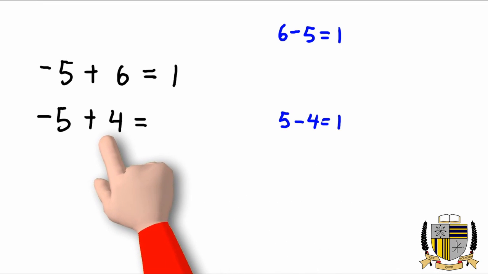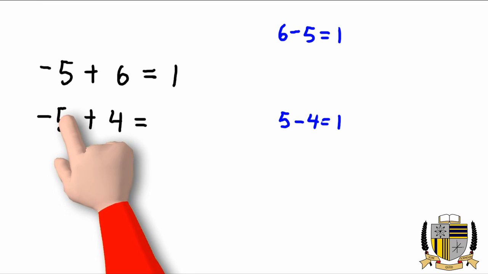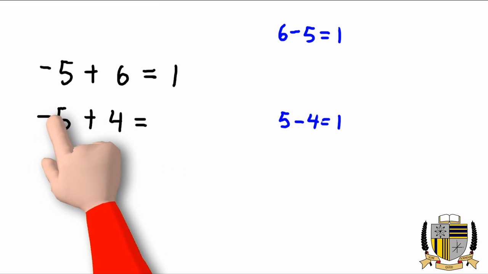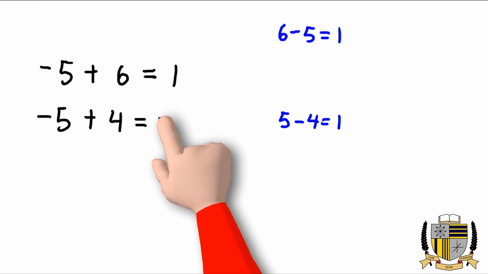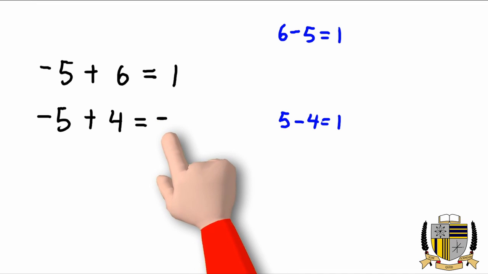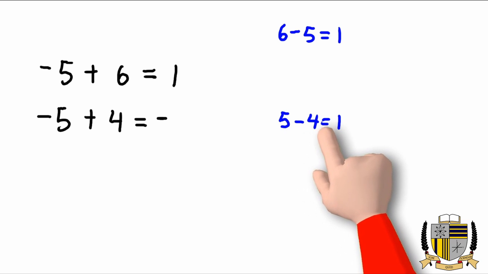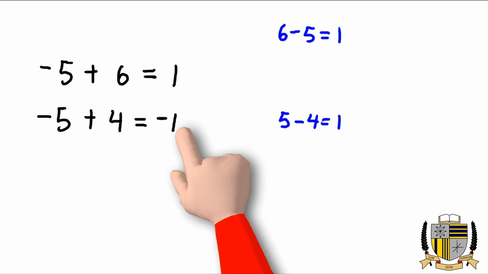But in this case, 5 is larger than 4, right? So because we have a negative beside the 5, that is going to determine the sign of the answer. It's going to be negative. And then the difference, which we had found here, the difference between 5 and 4 is 1. And that's the answer.